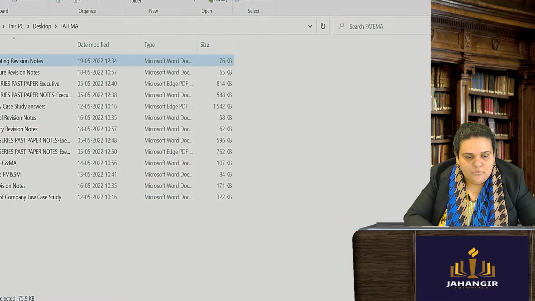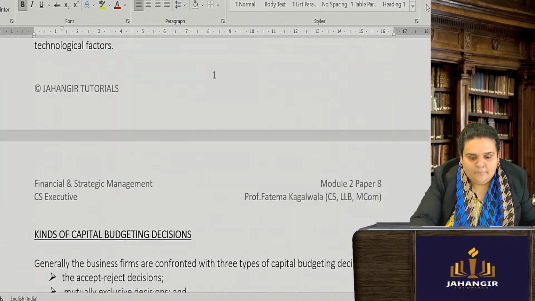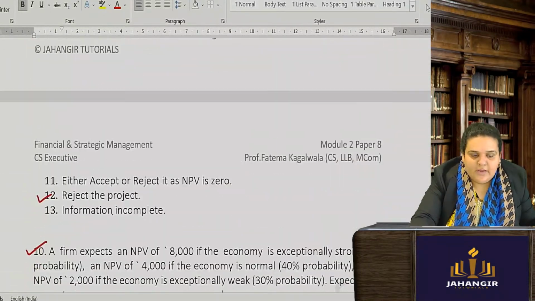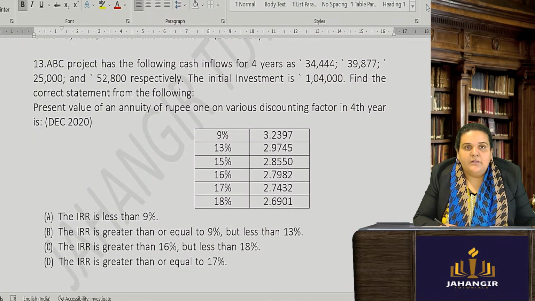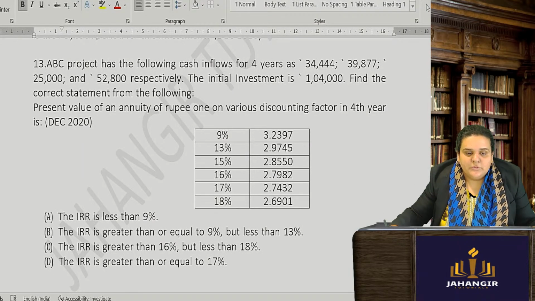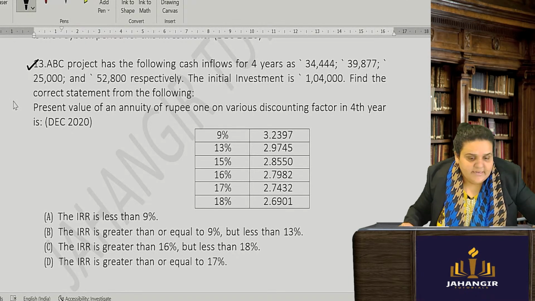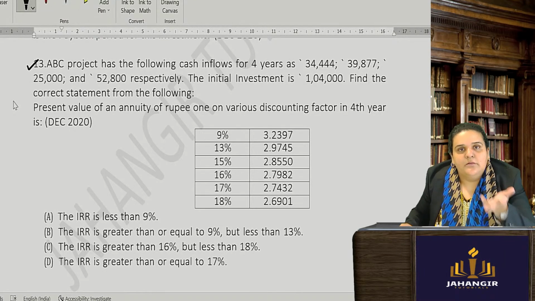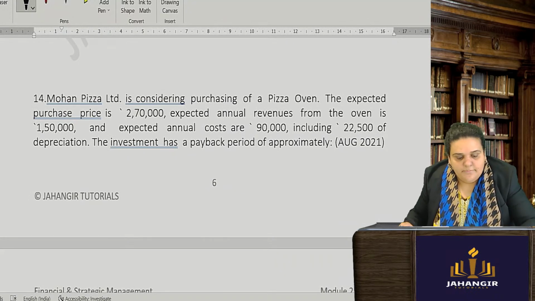Now come again to our next question. We are done with this particular one. I know this is a little lengthy sum, but this was asked only once in all these attempts. I have done it so that you all don't miss out on anything. There is one more small sum on IRR, but the options are given in such a manner that obviously you will know the answer. Now the next question, number 14.